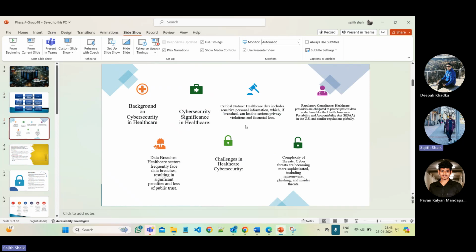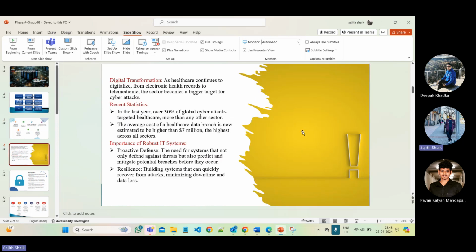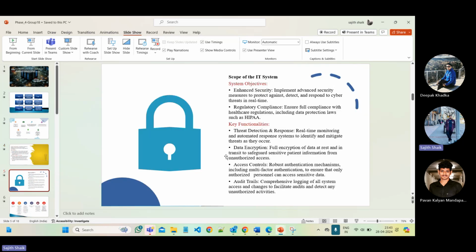If you go to the next slide, here is the background on cybersecurity in healthcare. There are some important features: the critical nature, regulatory compliance, and data breaches. Challenges include the complexity of threats, which are becoming more sophisticated, including ransomware and phishing. With digital transformation, healthcare records are being digitalized. Recent statistics show that in the last year, over 30% of global attacks were in the medical field, which shows the importance of robust, resilient IT systems with many protective defenses.